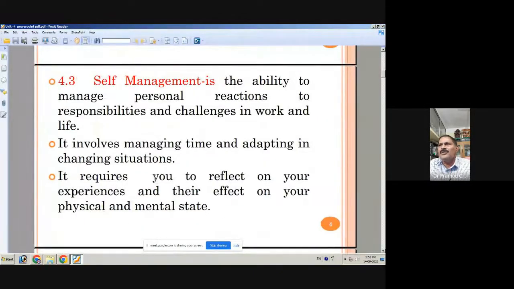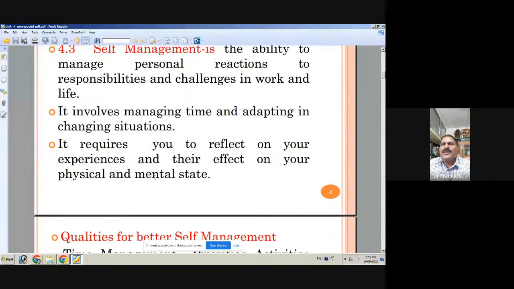Self-management is nothing but the ability to manage personal reactions, responsibilities and challenges, in the workplace and also in our life. It involves managing time and adapting to changing situations. How we are managing time and how we are adapting ourselves in the changing environment.